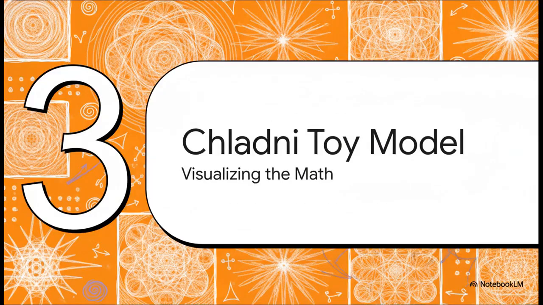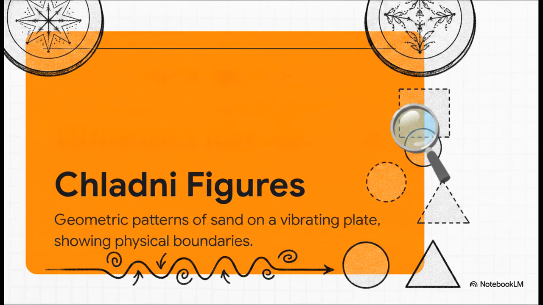All right, let's move to part three, the Chladni toy model. Abstract physics equations can be a bit dry, so let's visualize this with something incredibly cool called Chladni figures. If you sprinkle regular sand onto a metal plate and vibrate it at specific frequencies, the sand magically arranges itself into these beautiful, intricate geometric patterns. What's truly fascinating here is that these patterns aren't just art, they represent actual physical boundaries forming in real time, mirroring the exact math we just talked about.